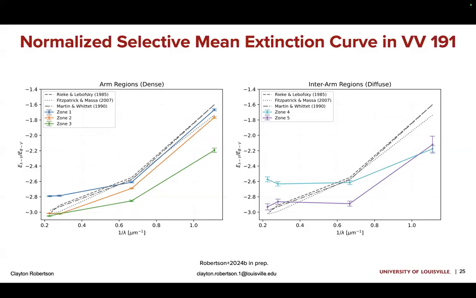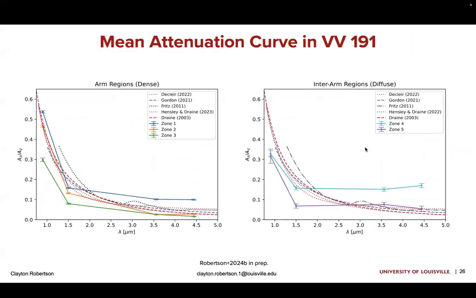There's a lot more agreement in the slope and the shapes there versus what we're finding in the diffuse ISM. Similarly for the attenuation laws themselves, I put down a few different maps that show where these attenuation laws agree with the literature and where they don't.